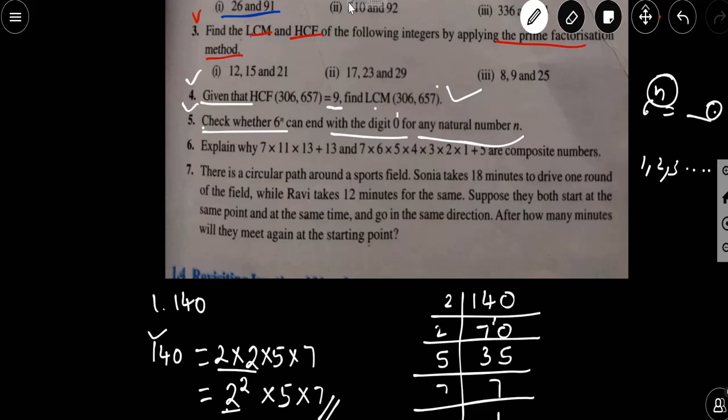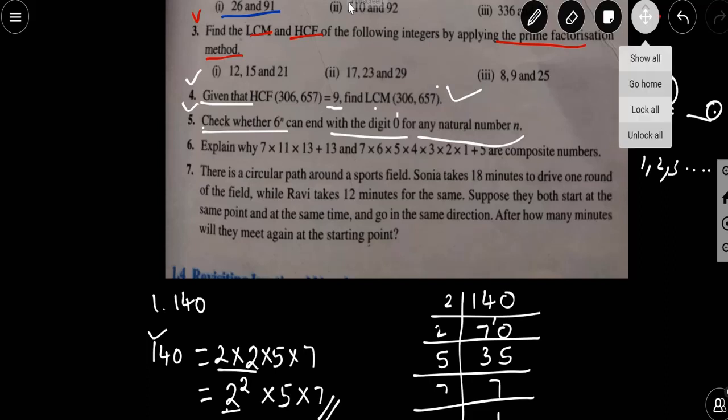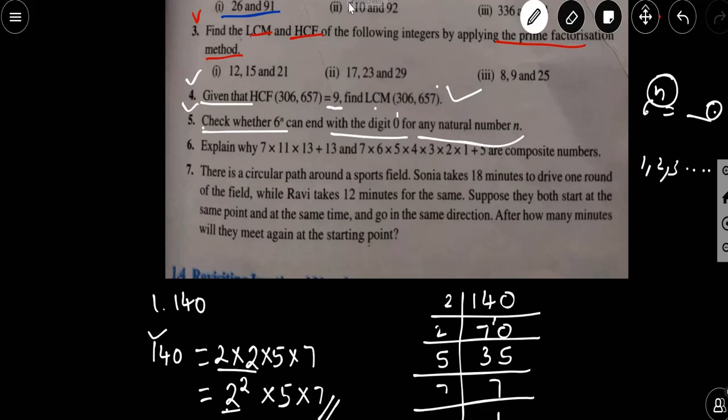Okay, so we'll try this. Will we get this number, or will we get some other number? So we'll solve this problem. That is problem number 5. I will read problem number 5 one more time: check whether 6 to the power of n can end with the digit 0.